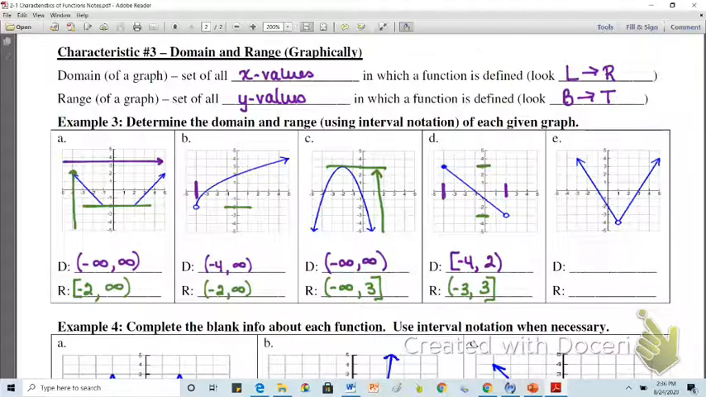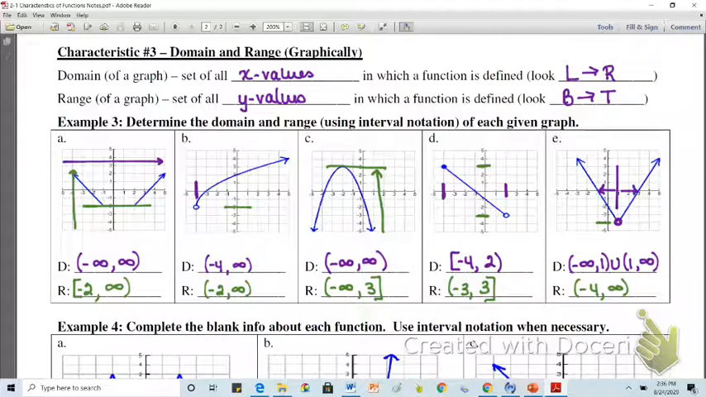And finally, on E, what you will notice is I have a hole. This hole is going to break up my domain. I'm going to have this set for the domain and this set for the domain, but I can't have one. So that is going to be -infinity to 1, union 1 to infinity. It can be anything but 1. For my range, it starts at -4 and goes up. But -4 is a hole, so it is a parenthesis.